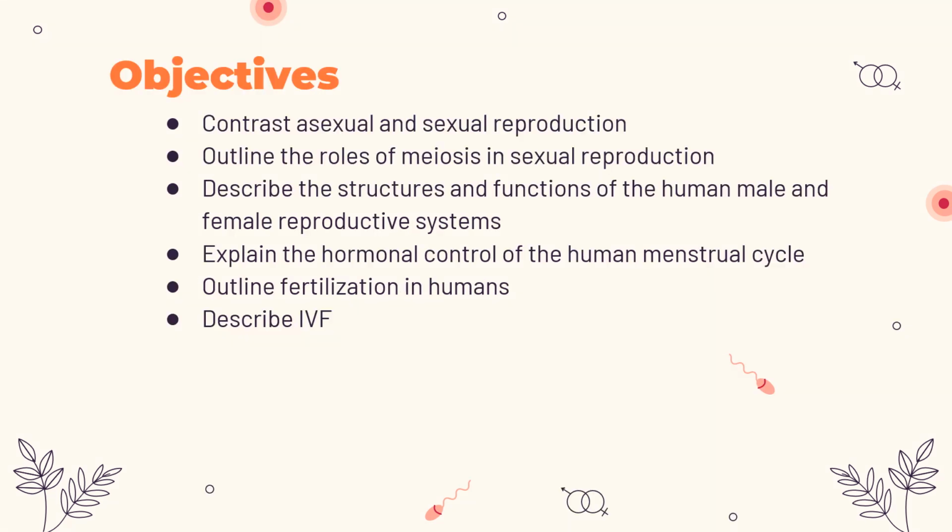Our objectives for today: we're going to contrast asexual and sexual reproduction, talk about the rules of meiosis in sexual reproduction, describe the structures and functions of the human male and female reproductive systems, explain the hormonal control of the human menstrual cycle, talk about fertilization in us humans, and then describe IVF.